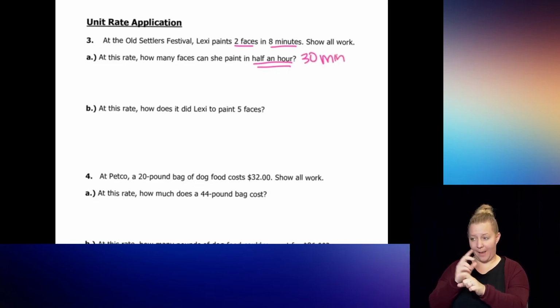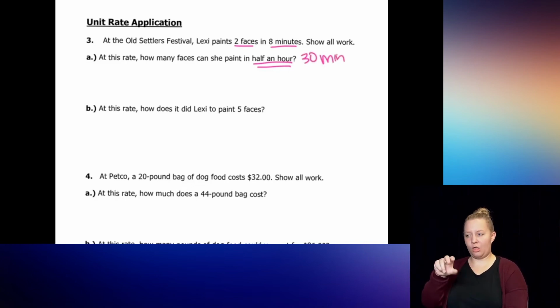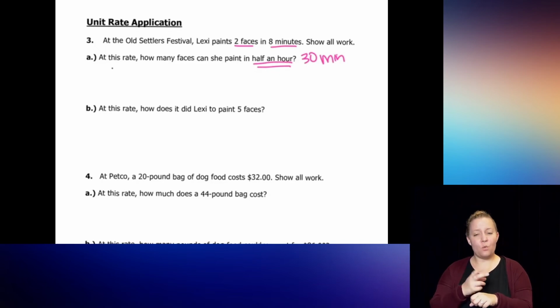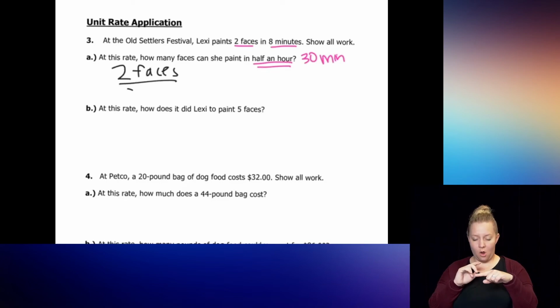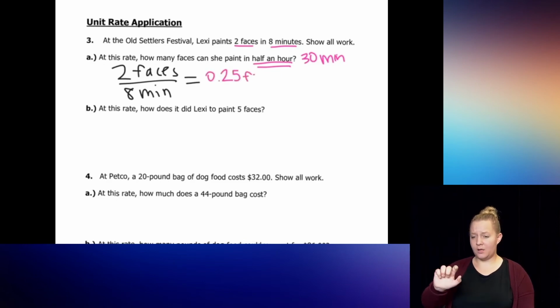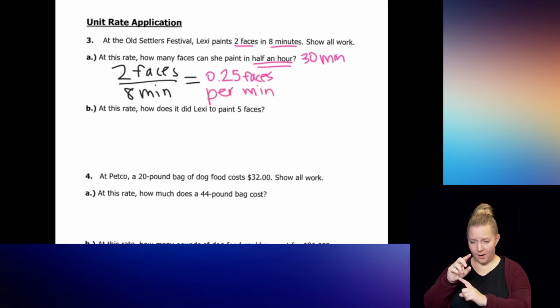So in order to calculate 30 minutes, I first need to know for 1 minute. So therefore I need to find the unit rate where minutes is down in the denominator because I have to find for just 1 minute. So therefore I'm going to put 2 faces on top, and then it's going to be over 8 minutes because like I said, I want to find for just 1 minute. So when I take 2 divided by 8, I end up with 0.25 faces per minute.